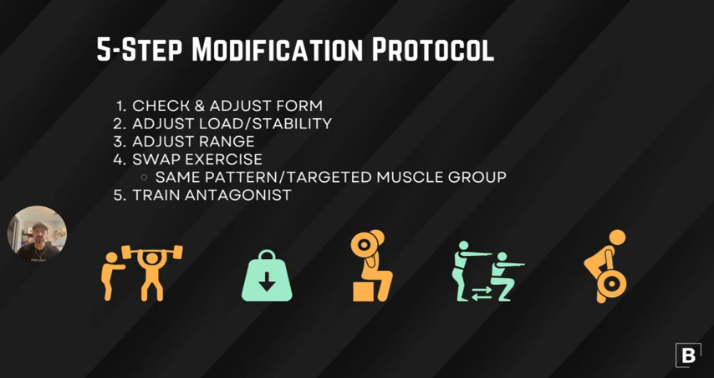So when we think about that, we can always regress it even more and have them do some type of direct hamstring isolation work. But that would be the direction we would go. We would first adjust form, then we adjust load, then we adjust stability, then we adjust range, then we swap the exercise, the same movement, the same pattern. This could be leg extension, right? You could progress it all the way down. So you're still activating that. It could be a really good thing. It's very common with APT. And then if we need to, we're going to hit the antagonist.